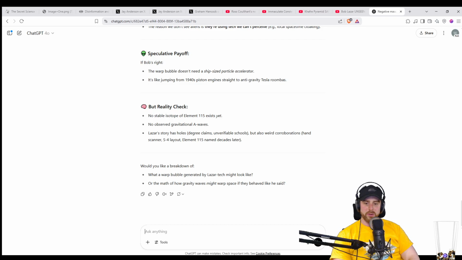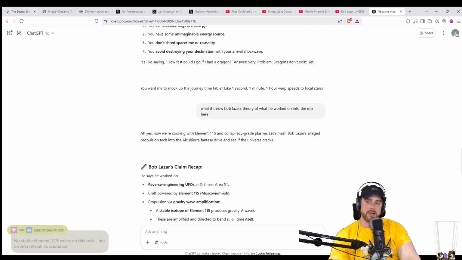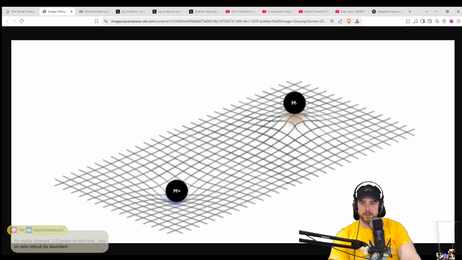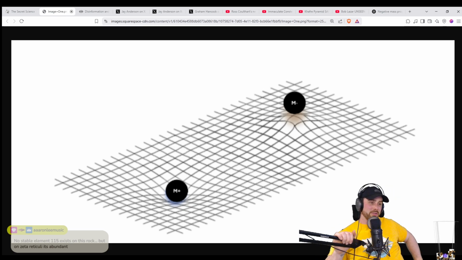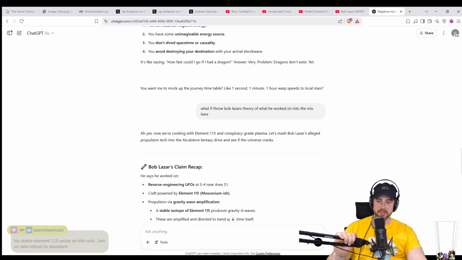what a warp bubble generated by laser attack might look like. Anyway, very interesting article. I don't know. It'd be sick, bro. It's just the future, right? But on Zeta Reticuli, it's abundant. Yeah. Well, here, we've been asking that quickly. Last thing we ask it, I guess.